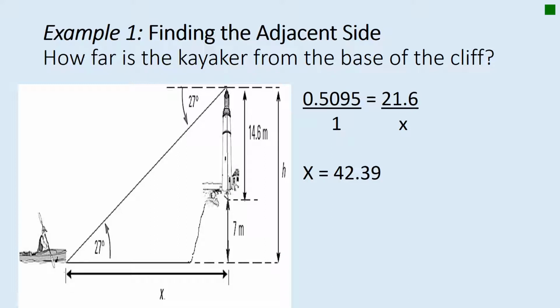Okay, now I've solved tan 27 as 0.5095 equals 21.6 over x. Cross multiply 1 times 21.6, divide by 0.5095, and you should get 42.39 meters. Now some questions, sometimes they'll just give you this angle out here, and then maybe some other angles, and you might have to work out what some of these interior angles are. So just remember what you're looking at.